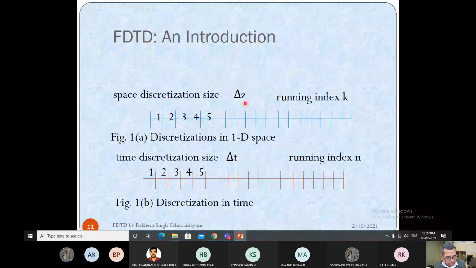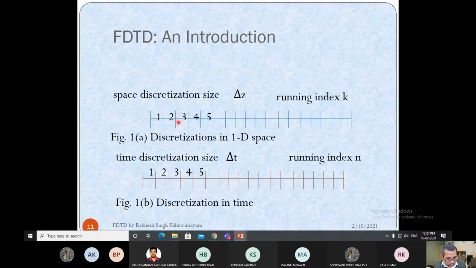So for the space discretization, you subsection the whole solution space into small subsections of length delta z here. And we assume this is the first subsection, second, third, and so on. And the running index for the space discretization is k. k can take values 1, 2, 3, 4, 5, and so on.